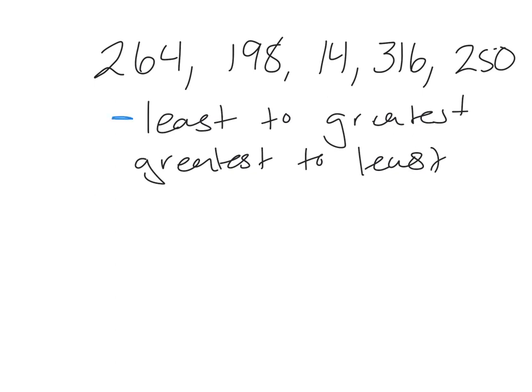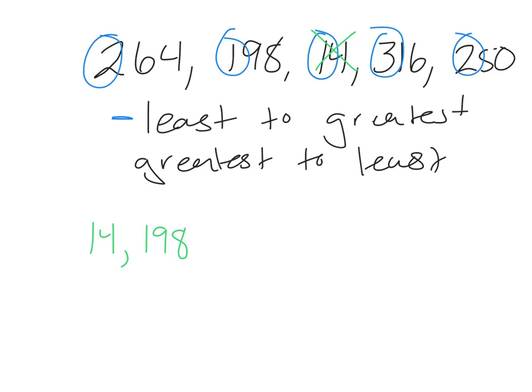Let's say they want us to go from least to greatest. Well, what we need to look at is our largest place value. Well, here's 100, here's 100, here's a 10, here's 100, and here's 100. So I know that my 14 is the smallest. Now, I like to cross things off when I'm done with it. So now I'm going to look at the next smallest. Well, that'd be a 1. This would be 198. I'm going to cross it off again.